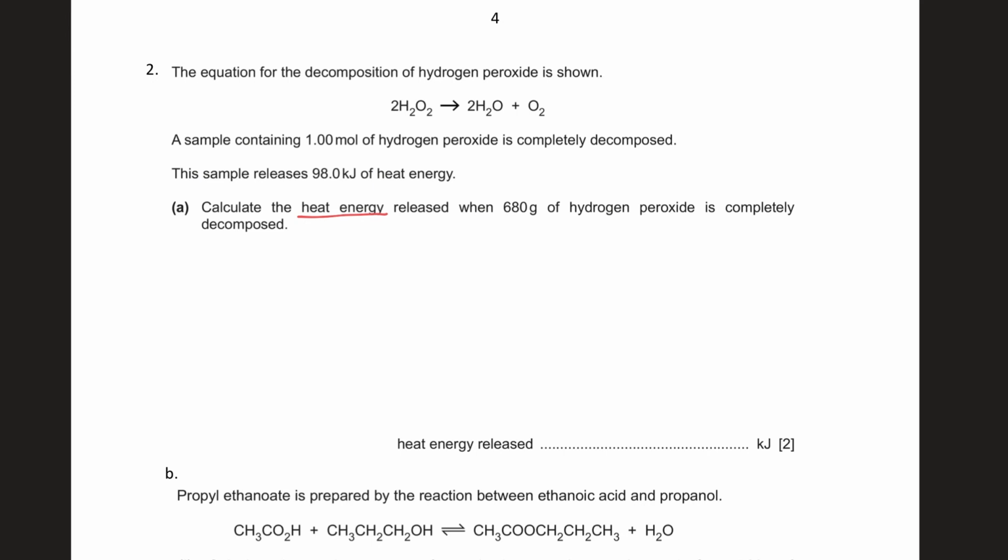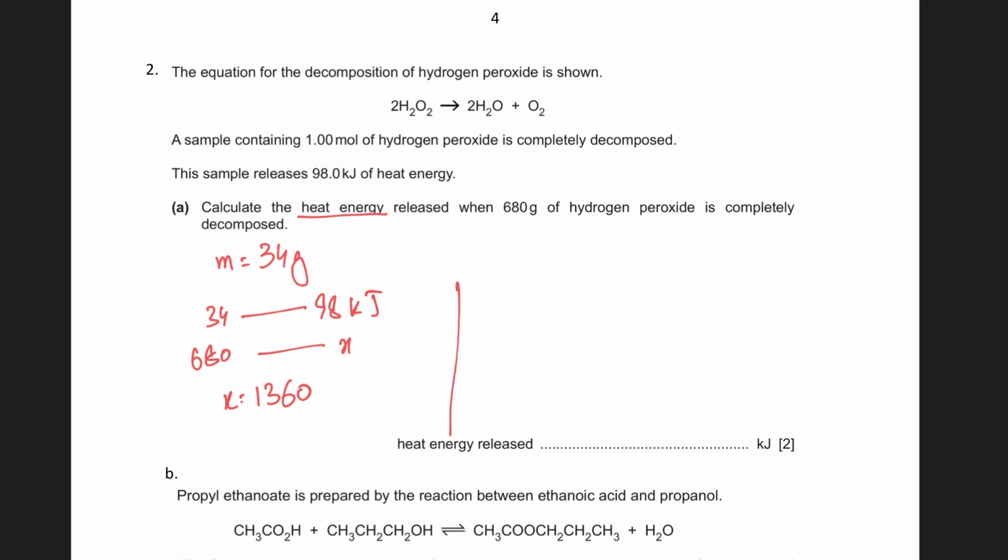That's perfectly fine. Now they're saying 1 mole produces this. So what's the mass of 1 mole? That's going to be MR, which is coming out to be 34 grams. We just calculate the MR. So 34 grams is 1 mole. So 1 mole produces 98. That means 34 grams produces 98 kilojoules. Now I have 680 grams. How many does that produce? That comes out to be 1,360.